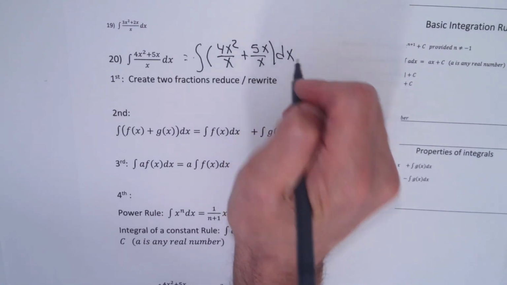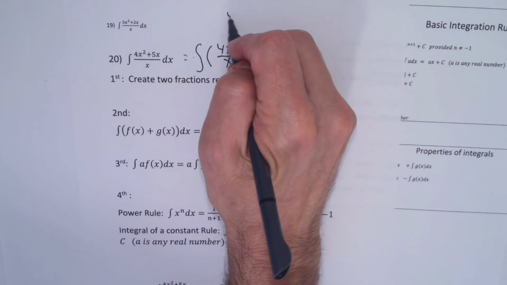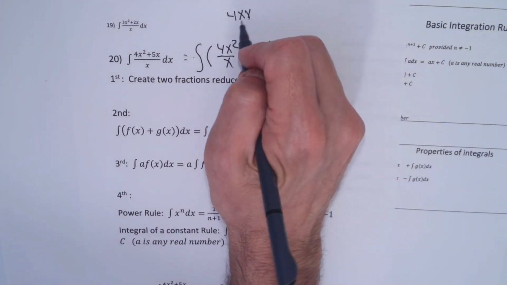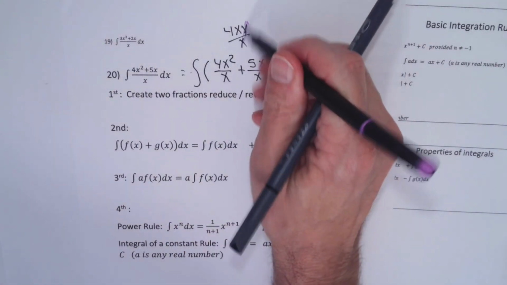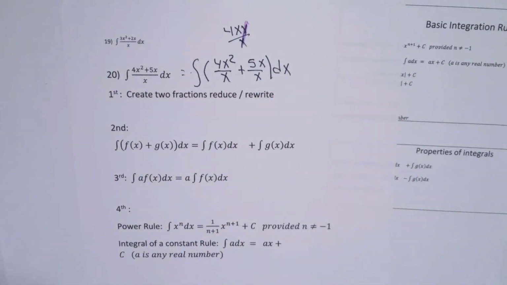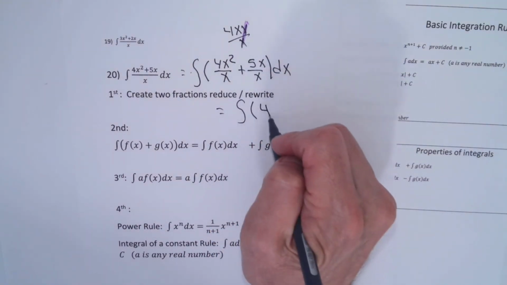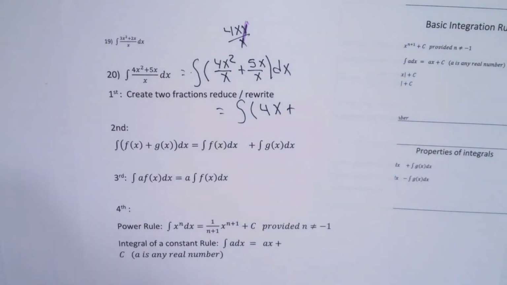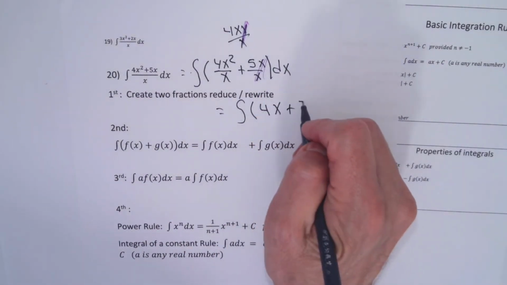So I rewrote the single fraction as two fractions. The first fraction, 4x squared over x, I could cancel out the denominator x with one of the two x's from the x squared. And that first term is just going to be a 4x. The second fraction is not even going to be a fraction. The x's are going to cancel. I'm just going to get a 5.